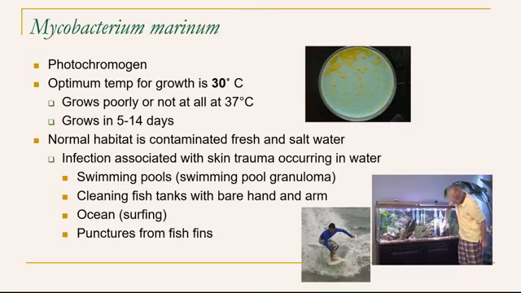Mycobacterium marinum is also a photochromogen. It grows at optimal temperatures of 30 degrees because it causes skin infection. It does not grow at 37 very well and will grow in 5 to 14 days. The normal inhabitant of this organism is fresh and salt water. Because of that, infection is associated with skin trauma that occurs in an accident in the water usually, such as scraping in a swimming pool, cleaning a fish tank with bare arms or hands, surfing in the ocean and scraping up against rocks, or punctures from fish fins.